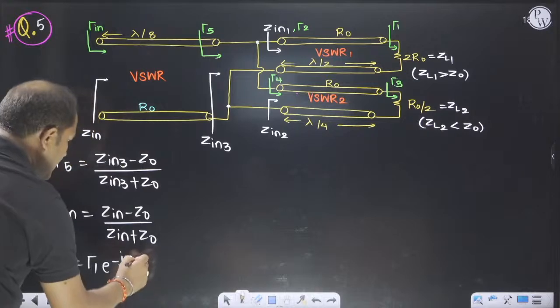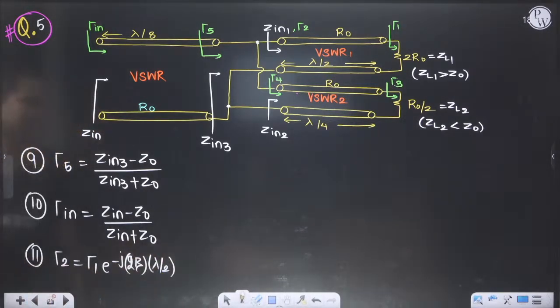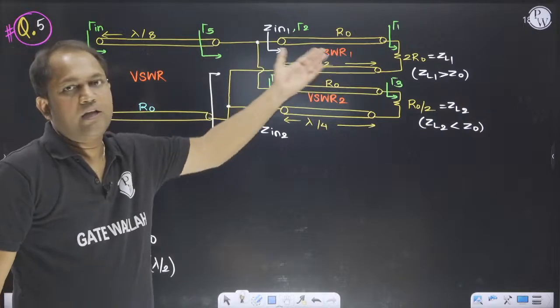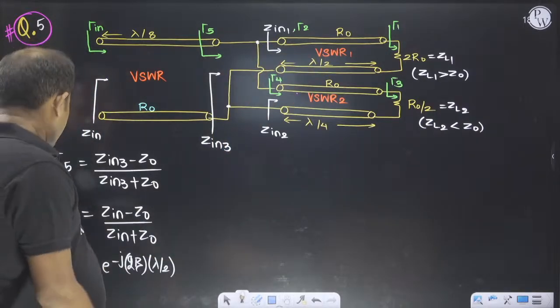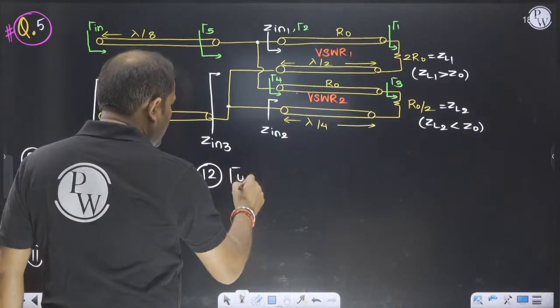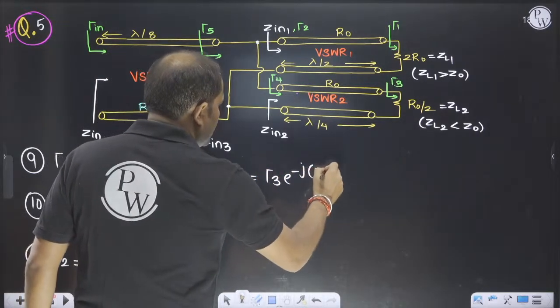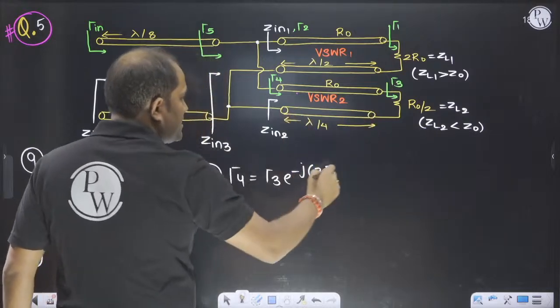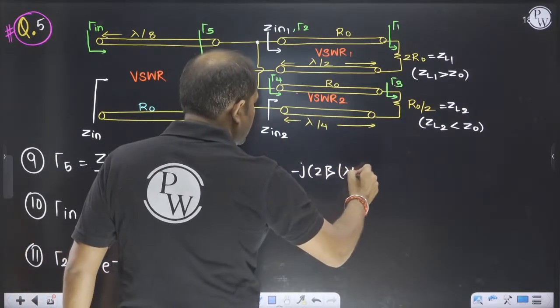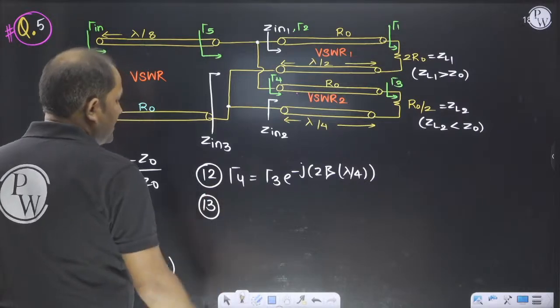and length is lambda by 2. Then we have gamma 4. Gamma 4 will be gamma 3 e to the power minus j 2 beta, length is lambda by 4.